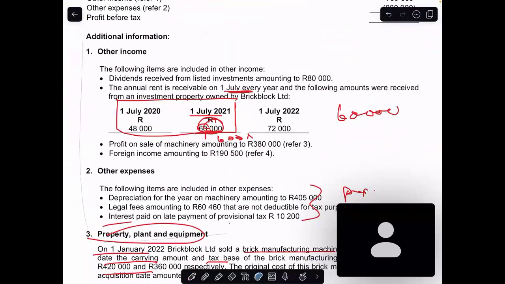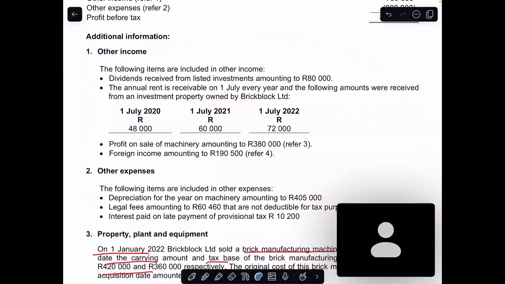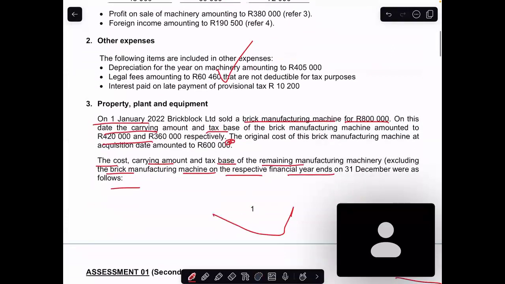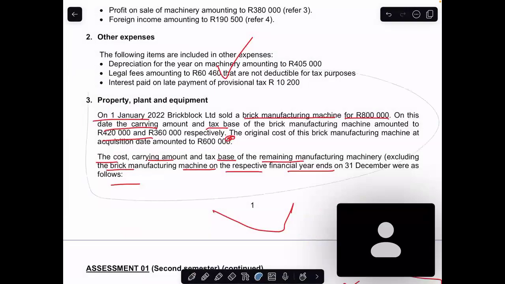The best way is to start afresh, so that you don't leave anything out. On other income, we have dealt with rent received in advance. Then the other expenses, there is no prepayment, but it's given down there. We're going to check it as we get to it. Then let's start from property, plant, and equipment. They said on 1 January 2022, BRIC sold a brick manufacturing machine for 80,000. On this date, the carrying amount and the tax base of the brick machine amounted to 420 and 360 respectively.